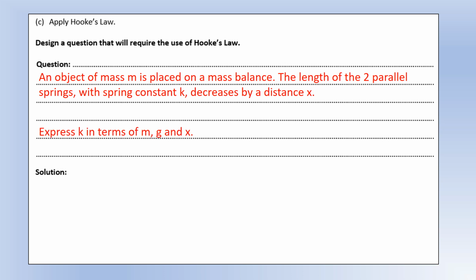So what we want to find out is express K in terms of m, g, and x. Hooke's law tells us that F is equal to the total stiffness constant times the extension. The force we've applied is the weight force. Two springs in parallel will have a spring constant of 2K, and then we can rearrange that to make K the subject and get mg over 2x.